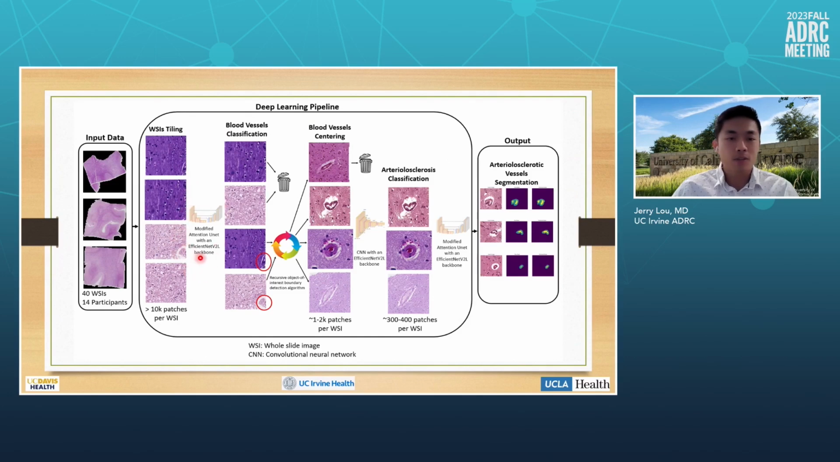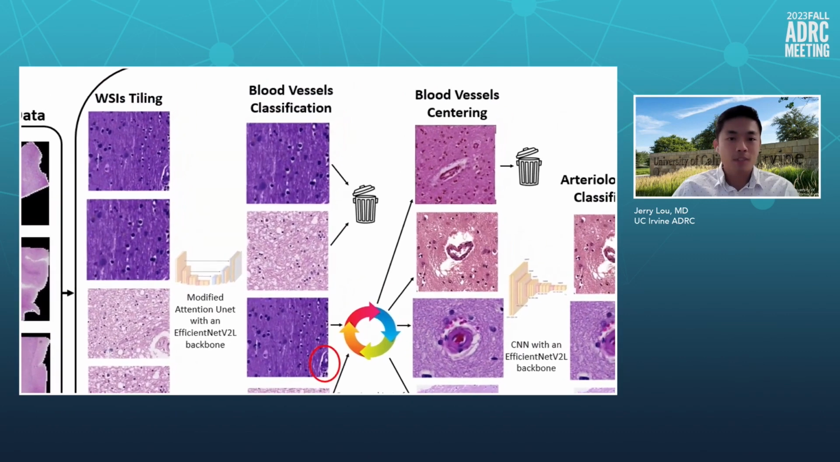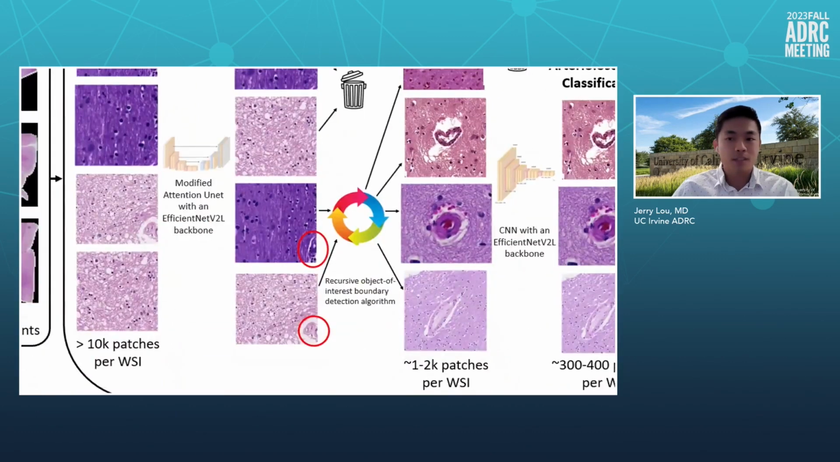Then following that, we use a modified attention U-net to segment out vessels and this allows us to classify whether or not a given patch contains a vessel. So these are sort of patches that do not contain vessels, and these are patches that contain vessels.